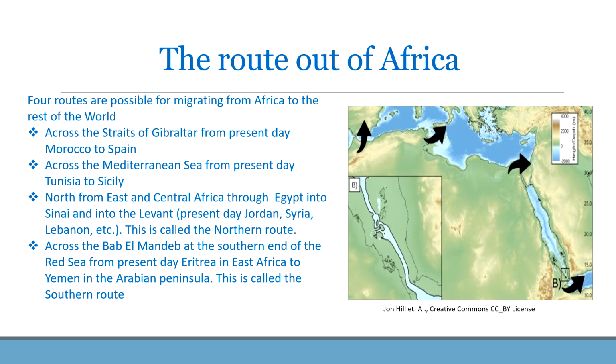The route out of Africa. 4 routes are possible for migrating from Africa to the rest of the world. Across the Straits of Gibraltar from present-day Morocco to Spain. Across the Mediterranean Sea from present-day Tunisia to Sicily. North from East and Central Africa through Egypt into Sinai and into the Levant, present-day Jordan, Syria, Lebanon, etc. This is called the Northern Route. Across the Bab el-Mandeb at the southern end of the Red Sea, from present-day Eritrea in East Africa to Yemen in the Arabian Peninsula. This is called the Southern Route.